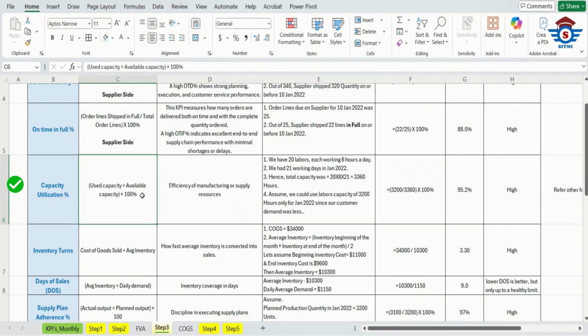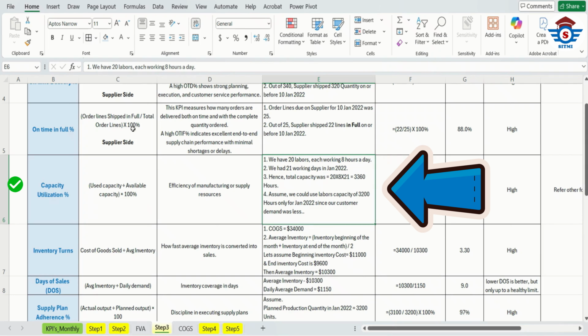Now, what it tells about is the efficiency of manufacturing or supply resources. In this particular example, we have only considered the capacity of resources, but we can also calculate the capacity of the manufacturing equipment or machines that are used in the production environment.